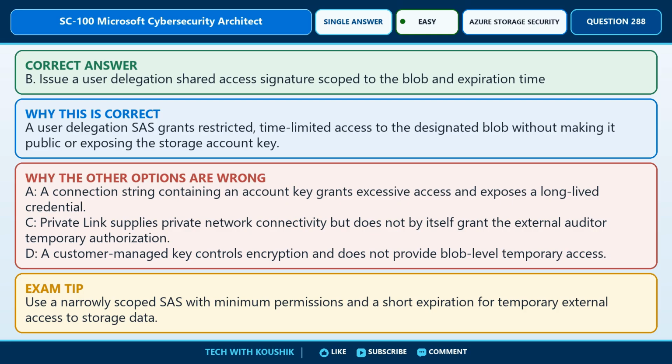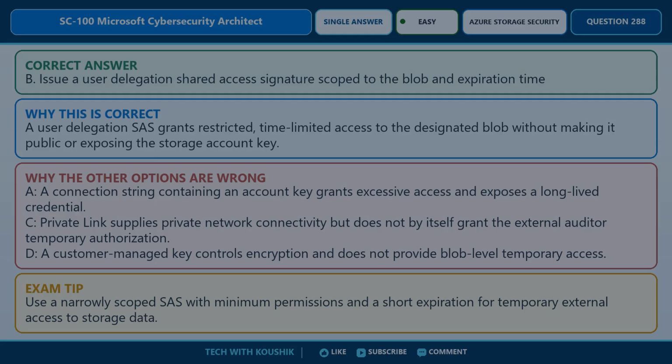A. A connection string containing an account key grants excessive access and exposes a long-lived credential. C. Private link supplies private network connectivity but does not by itself grant the external auditor temporary authorization. D. A customer-managed key controls encryption and does not provide blob-level temporary access. Exam tip. Use a narrowly scoped SAS with minimum permissions and a short expiration for temporary external access to storage data.